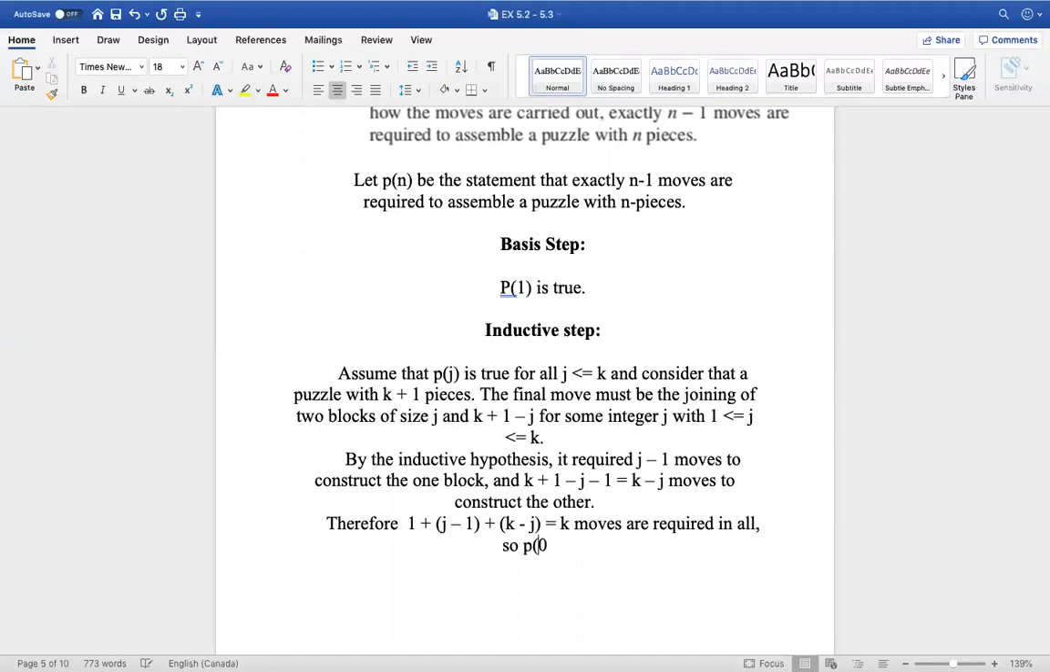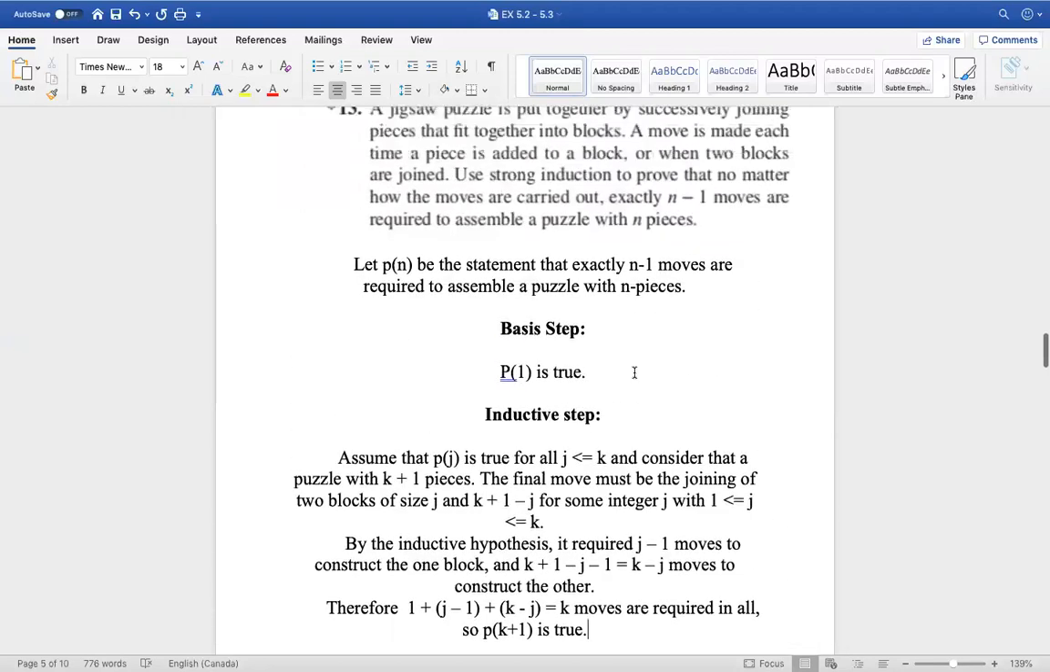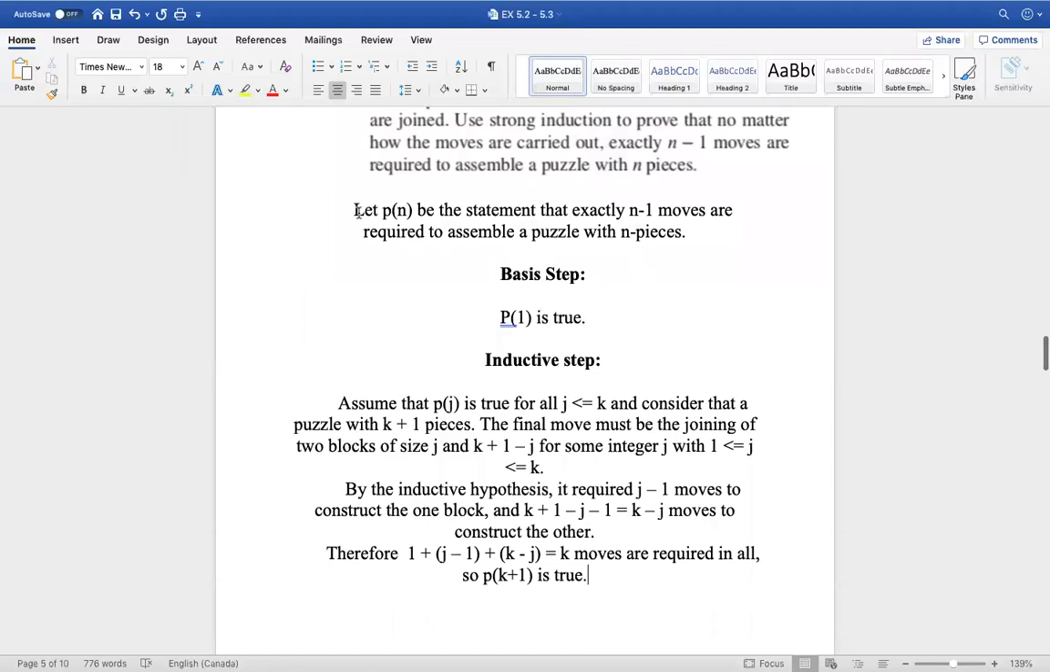So P of k plus 1 is true. Now here we have P of n representing the statement that exactly n minus 1 moves are required to assemble an n piece puzzle. If it's only a one piece puzzle, then we only require zero moves in the basis step. So that's trivially true, right?